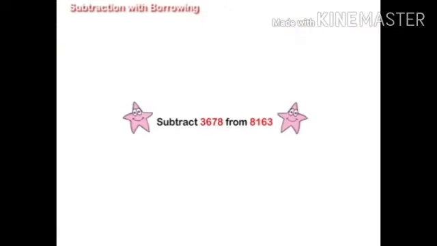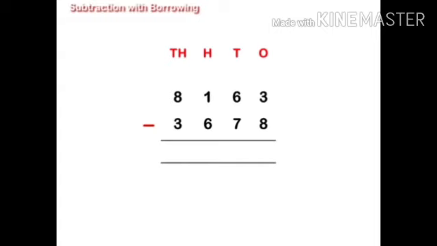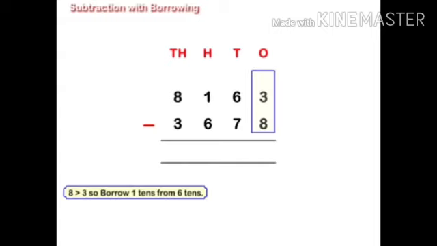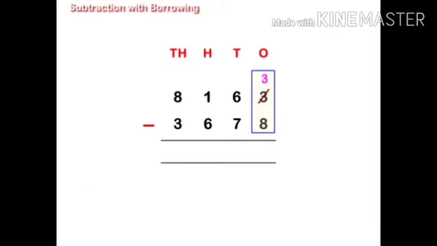Subtraction with borrowing. Decomposing. Subtract 3,678 from 8,163. Arrange the numbers in column form. Subtract ones. Since 8 is greater than 3, borrow 1 ten from 6 tens. 1 ten plus 3 ones is equal to 13 ones. Subtract 8 from 13, or 13 minus 8 is equal to 5 ones.